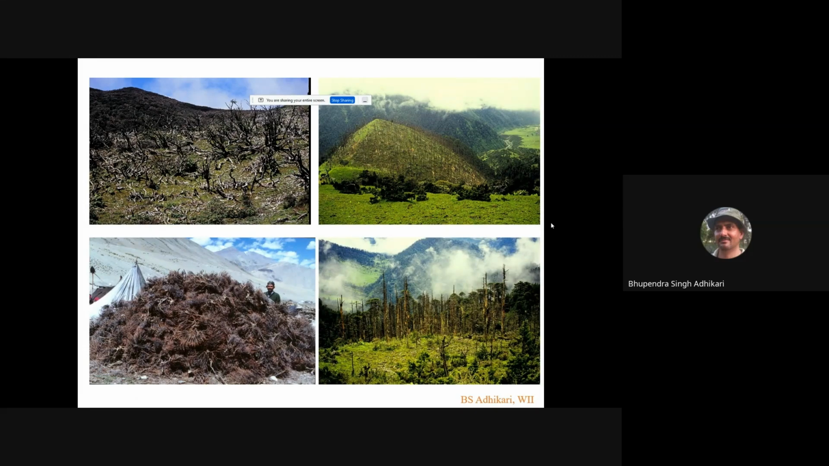Now you can see the fire on the top left, in the alpine region, with rhododendron. It is an example from Bhutan, but in India also, people used to put fire. Why are they putting fire? Just to increase the grazing area for their cattle. And on the top right you can see that they have debarked the trees on the entire hillock.